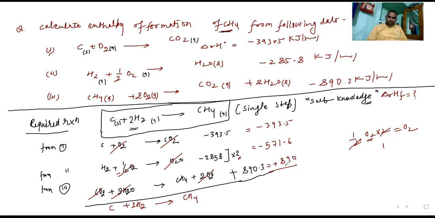890. Okay, I am telling you the options they have given. A option, how much? Minus 74. They are saying minus 74 kilojoule per mole. B option, they are saying minus 73.2. And if you are talking about C option, minus 76.2, and D option, they are saying none.